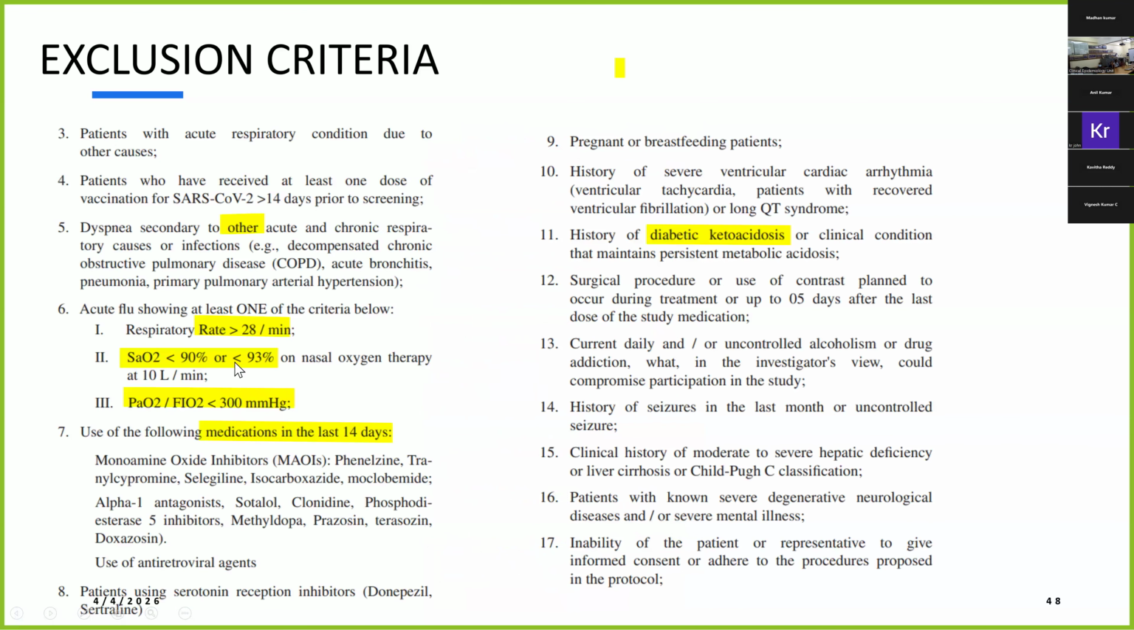And in the exclusion criteria, they had excluded participants who had dyspnea due to other reasons apart from COVID-19, and those who had severe COVID-19 as defined by a respiratory rate of more than 28, saturation less than 90%, or less than 93% on 10 liters of oxygen, PaO2 by FiO2 ratio of less than 300. And if they had been on any of the following medications, which are all the other interventions in the platform trial, they were also excluded from the study. Those with prior DKA, prior history of seizures, and prior history of liver cirrhosis were also excluded from the study. And those with prior cardiac arrhythmias were also excluded because some of the drugs in the intervention arms can cause prolongation of the QT interval.